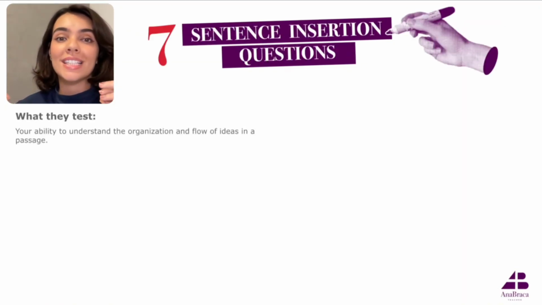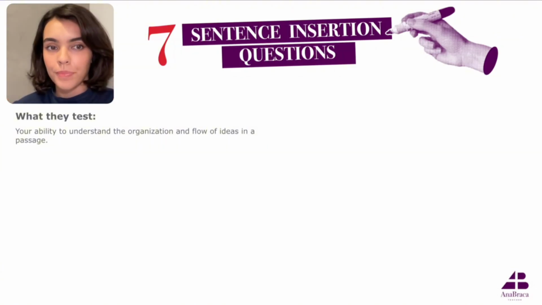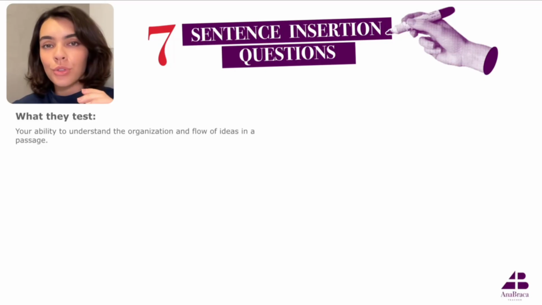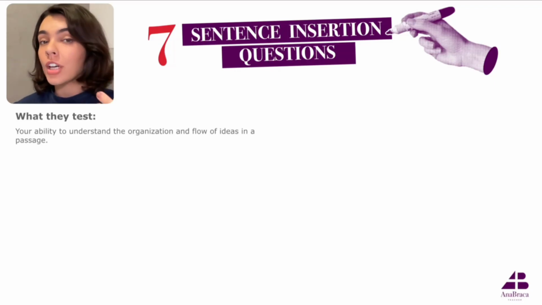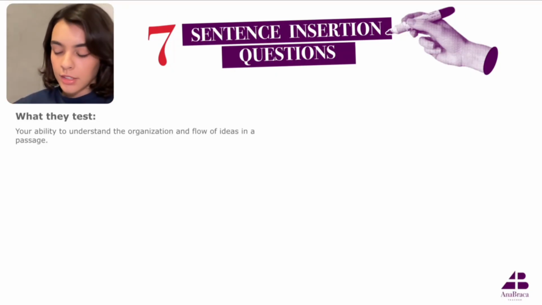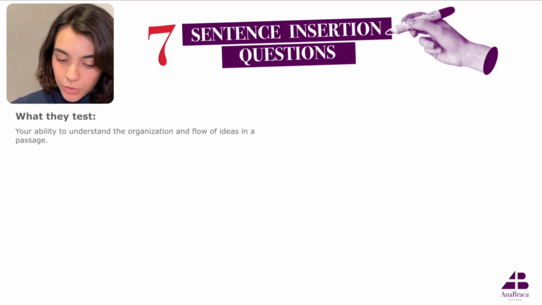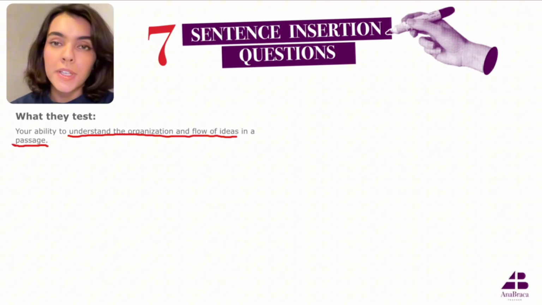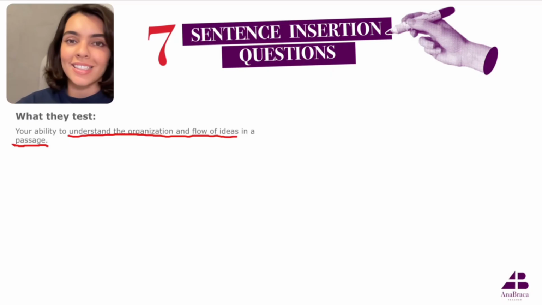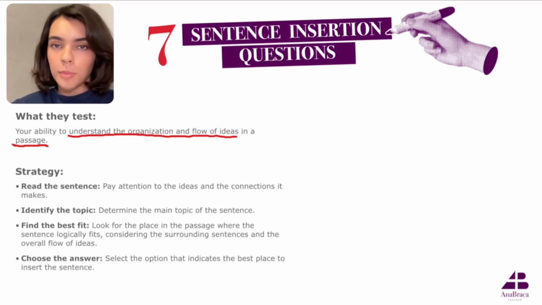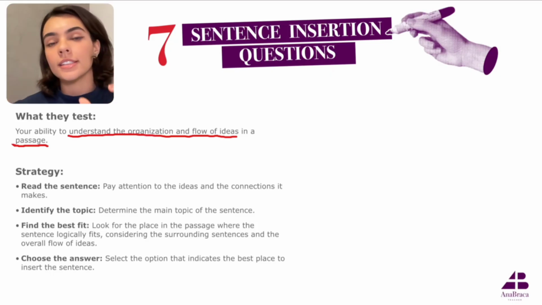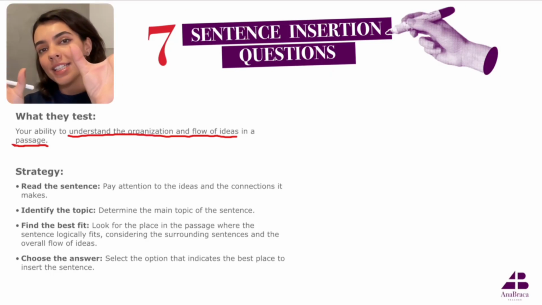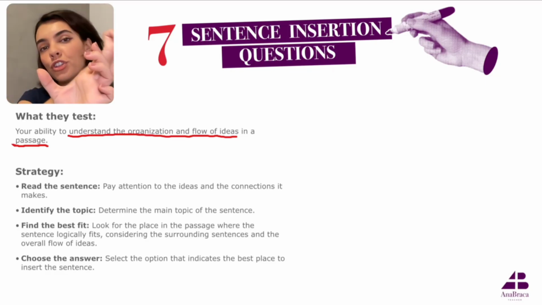Now let's move on to the sentence insertion question. This question will test your ability to insert a whole sentence in the passage, something that was not there before. So let's check it in detail, and I will show you an example in the next part. They will be testing your ability to understand the organization and flow of ideas in a passage, because you will need to insert something that will make sense in that part of the text. Some of the strategies here are: read the sentence, always read the beginning and the ending of the sentences. And the sentences have to be connected.